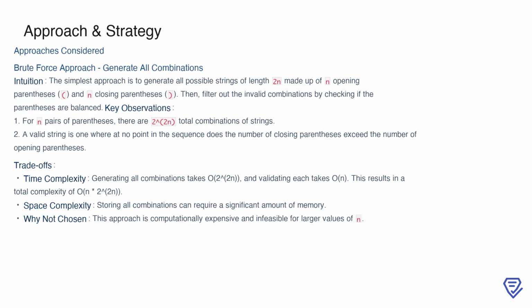For n pairs of parentheses, the total number of combinations is 2 to the power of 2n. Among these, a valid string is one where, at any point in the sequence, the number of closing parentheses never exceeds the number of opening parentheses. While this approach is simple to understand, it has significant trade-offs.